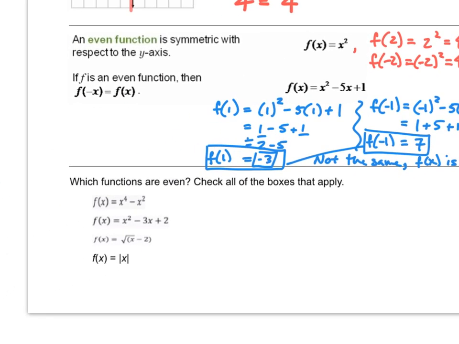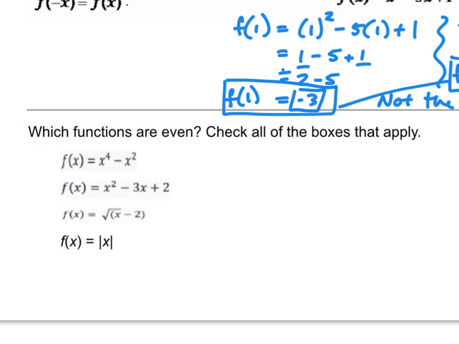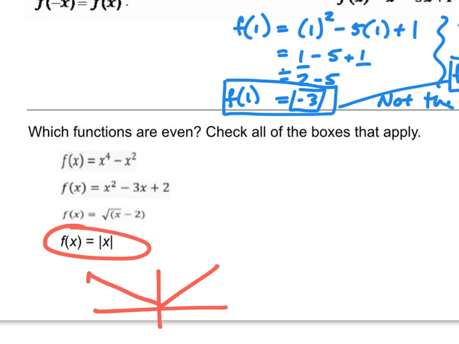Over here it says, which functions here are even? Check all the boxes that apply. The ones that I know are for sure even are this one, because I know that graph is the V-shaped graph like this, so it's symmetric to the y-axis, and the other one that I know for sure is this one.